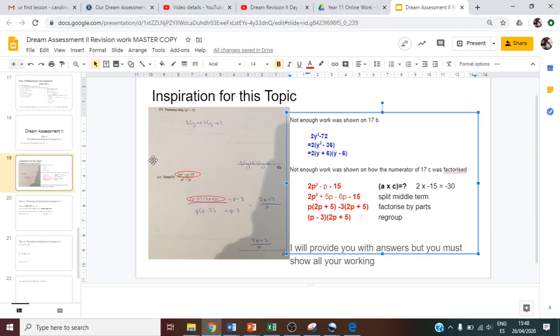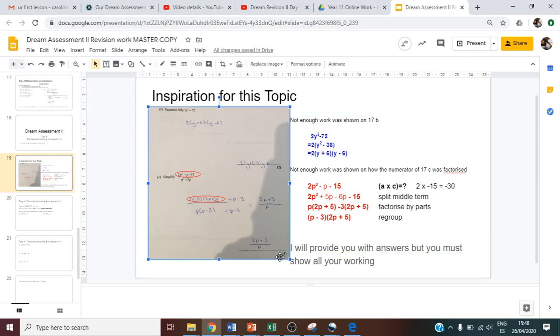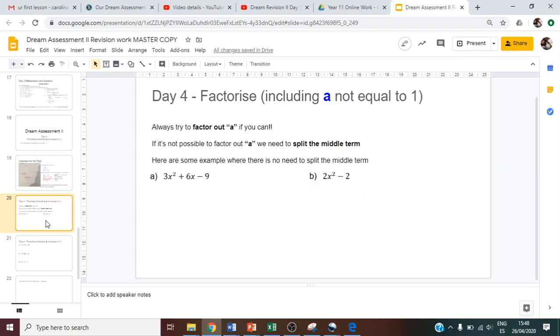Now, I really hope that whoever's work this is, they understand these steps, but the examiner needs to see it. For 3 marks, you really need to show that you understand what you're doing and you follow the correct steps. Okay, so once again, I'll provide you with the answers, but you've got to show your own working. Otherwise, really, there's no sense in just having a bunch of answers on the page.